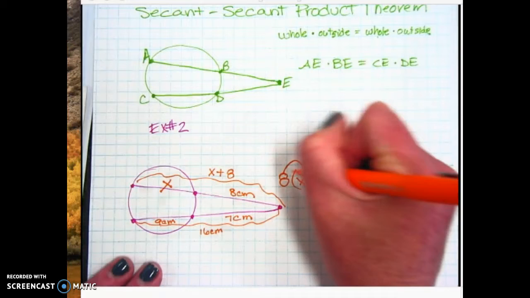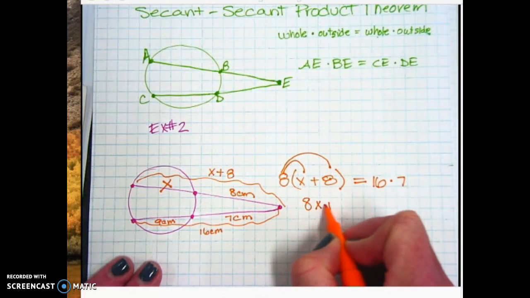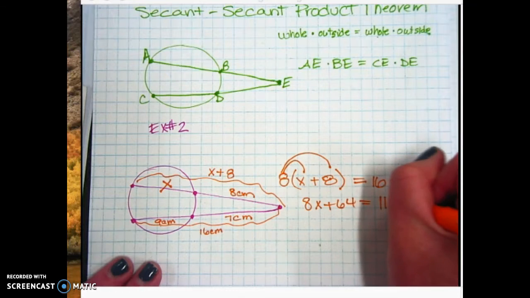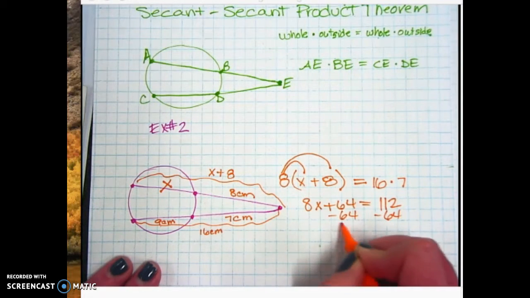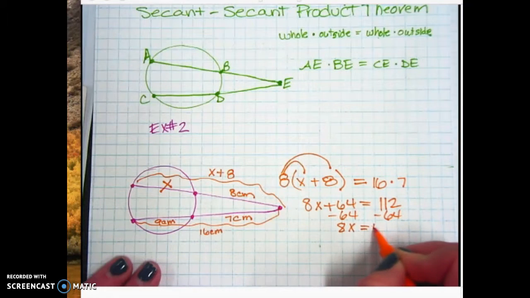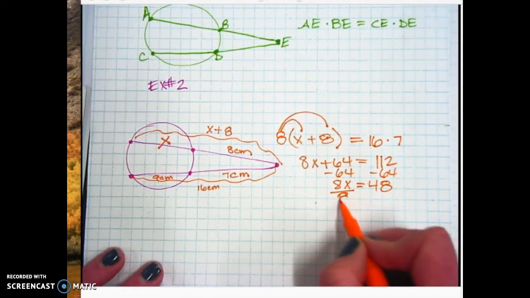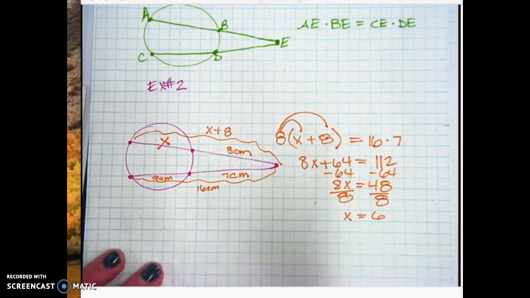On the left, obviously, we have to distribute. So we are going to have 8x plus 64. And then with our calculator, we multiply 16 times 7, which is 112. Subtract the 64 from both sides. So 8x is 48, which is nice because 8 goes in there evenly. And we get x is equal to 6.